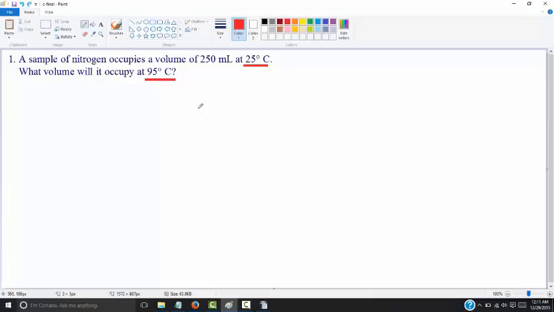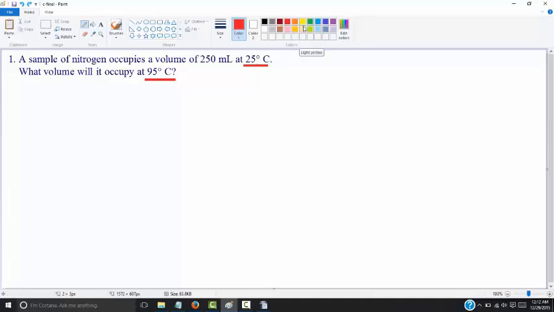When you're solving problems with Charles' Law, the temperature must be in Kelvin, not Celsius. So you cannot plug in 25 degrees Celsius or 95 degrees Celsius and get the correct answer. A lot of people will just glance over the data in the question and plug in temperature 1, temperature 2, thinking they're going to get the right answer. But if you aren't using the correct scale, you cannot get the correct answer. So you need to convert both of these.